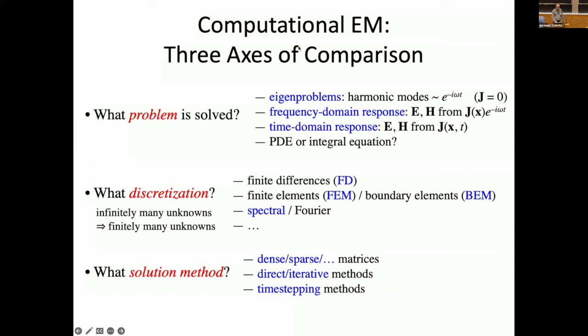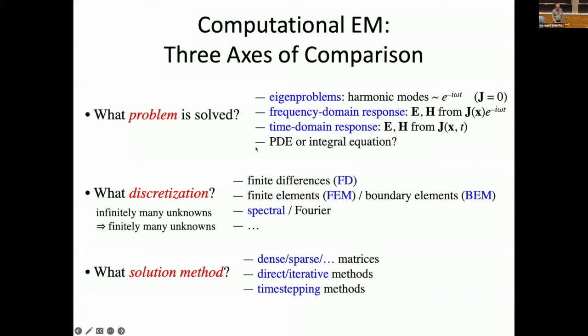Are they trying to find the frequency domain response? So you put in a time harmonic current, you're trying to find the time harmonic field. Are they trying to find the time domain response? You put in a time-dependent current, you're trying to find the full time-dependent fields. Are you solving the PDE or the integral equation? You flip things around in terms of Green's functions.